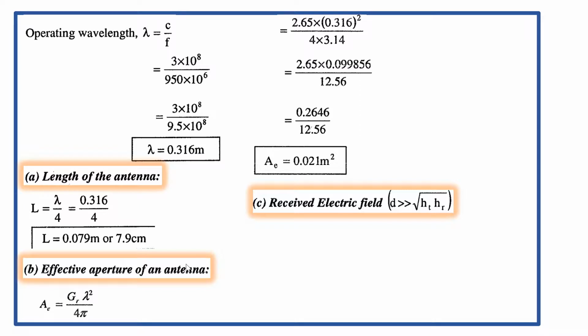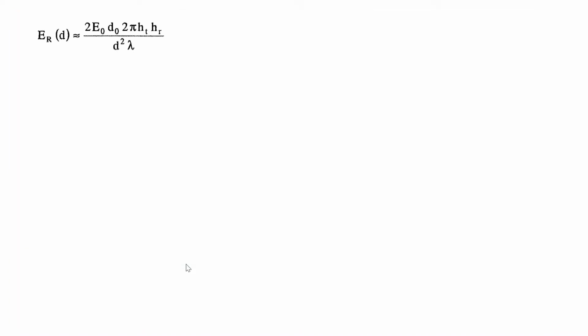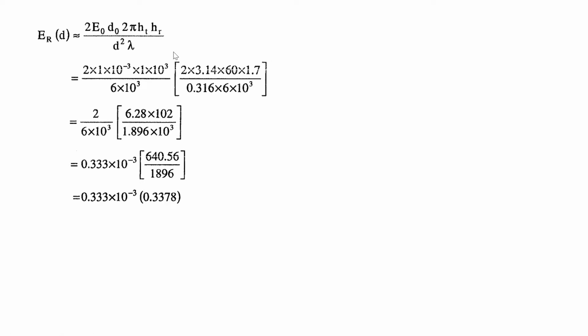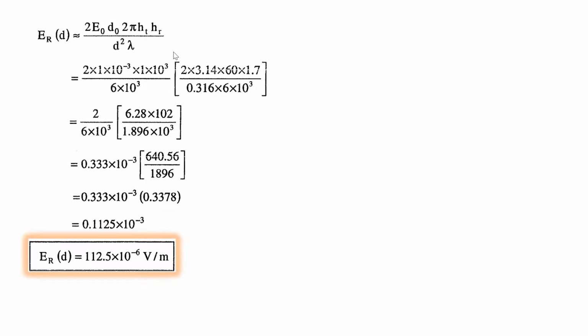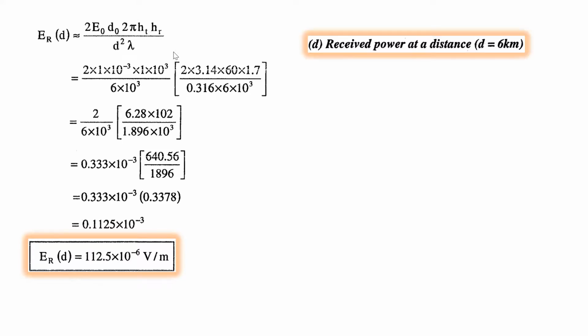Then I'm going to find out the received electric field. Formula is D greater than or equal to root of HT/HR and all the values are given from the sum. So the electric field for the received thing is given by the formula 2 E naught D naught 2 pi HT HR divided by D squared lambda. So E naught is given from the problem, D naught, then all the H values, D and lambda we have found out. So just substitute all the values and get my electric field to be 112.5 into 10 power minus 6 volt per meter. So my electric field I found out.